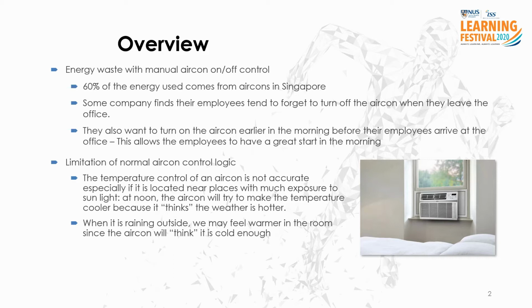The second one is the limitation of normal aircon control logic. The temperature control of an aircon is not accurate, especially if it is located near places with much exposure to sunlight. At noon, the aircon will try to make the temperature cooler because it thinks the weather is hotter. When it is raining outside, we may feel warmer in the room since the aircon will think it is cold enough.